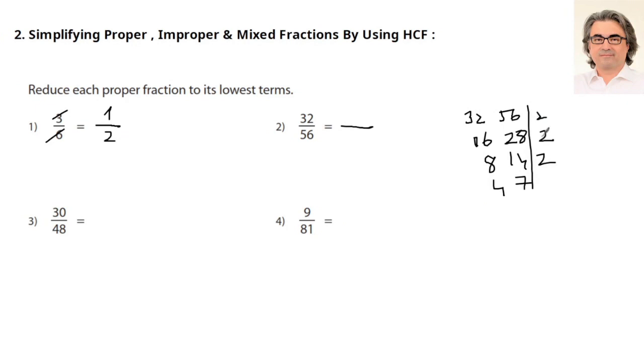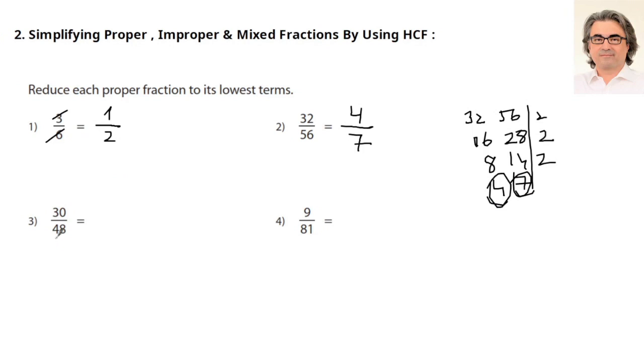So 2 times 2 times 2 is 8. If you divide both numerator and denominator with 8, you will get on the numerator 32 over 8 is 4. 56 over 8 is 7. You will get 4 over 7. And you may write from here also. This is for the numerator, this is for the denominator. Now let's continue with the third one.